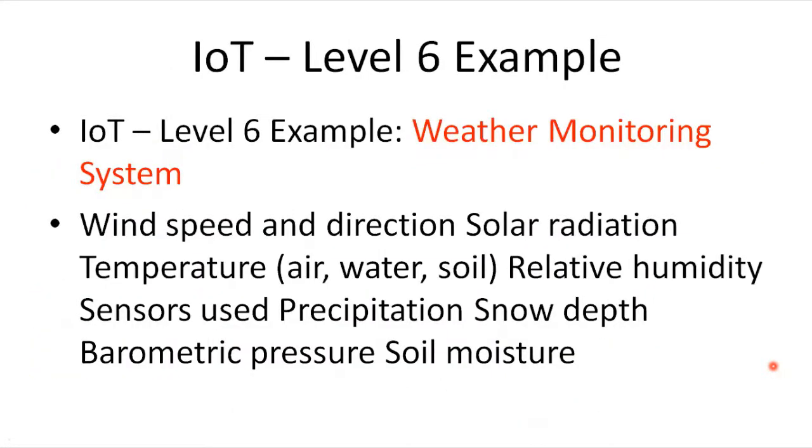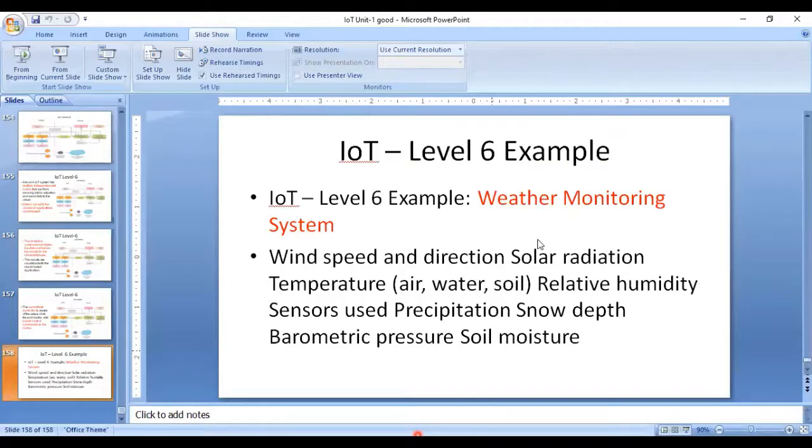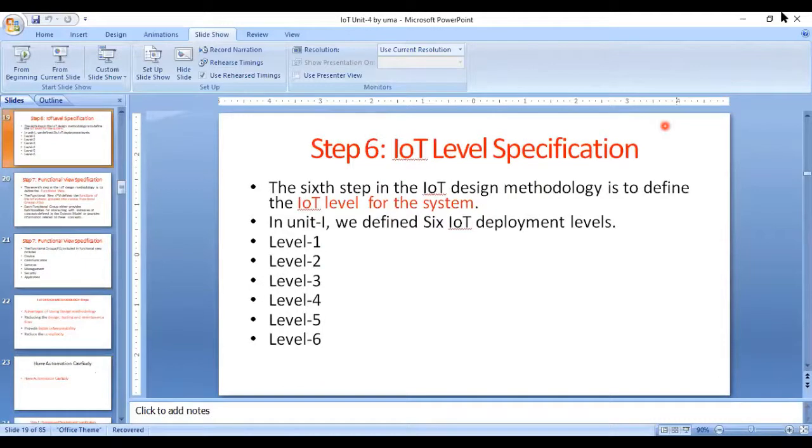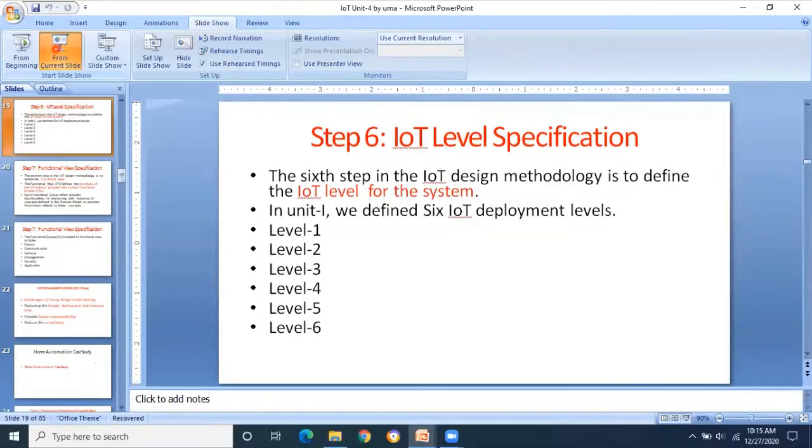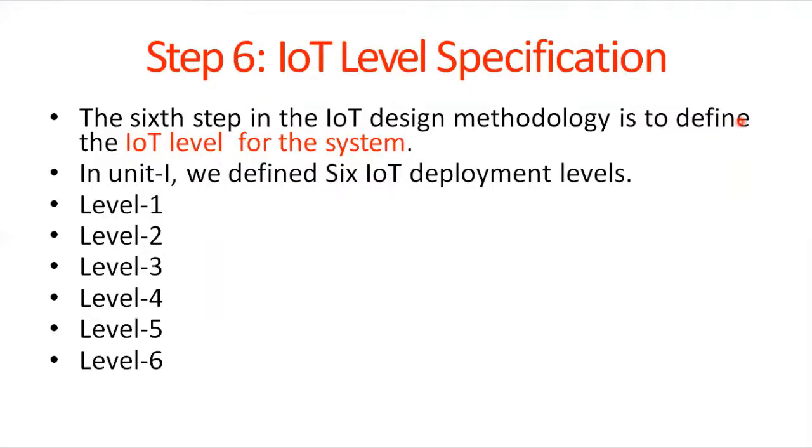For example, a weather monitoring system is the best example. This is some information regarding these particular levels. I think it is clear for you. These are all different IoT system specification levels.